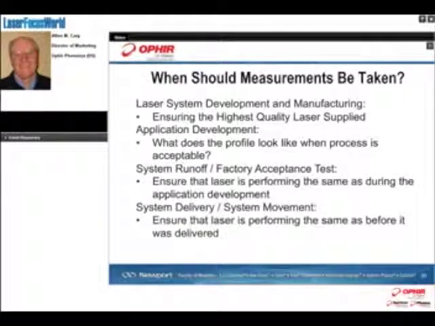Measurements should be taken during a system runoff or a factory acceptance test. You need to be able to ensure that the laser is performing the same as during the application development. I mean, it makes sense that you developed a process. You want to make sure that when you have that process transferred over to the production laser, your laser is behaving the same. Anytime that you've got a system delivery, for instance from the integrator to the end user, or if you need to move that system, you need to make sure that the laser is behaving the same before the move and after the move, so that you can ensure that that process is stable.